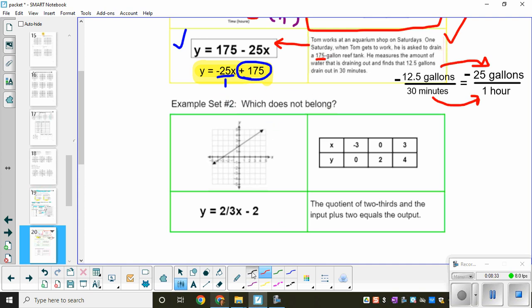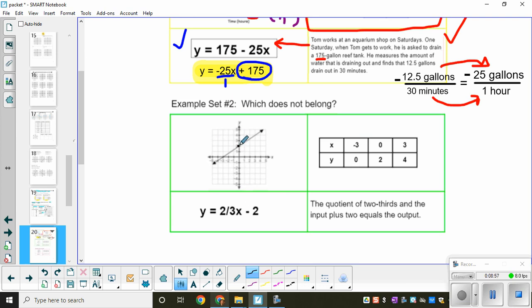All right, so now here for sample set 2, which does not belong. So let's again start here with the graph. A lot of us like to start with the graph, and we can see that it's going to cross at a +2. Now, if it crosses at +2, that already lets me know something fishy is going on here. I don't think that this equation is going to match up with this graph. But what we don't know is which one is the oddball yet. We just know that they don't match.